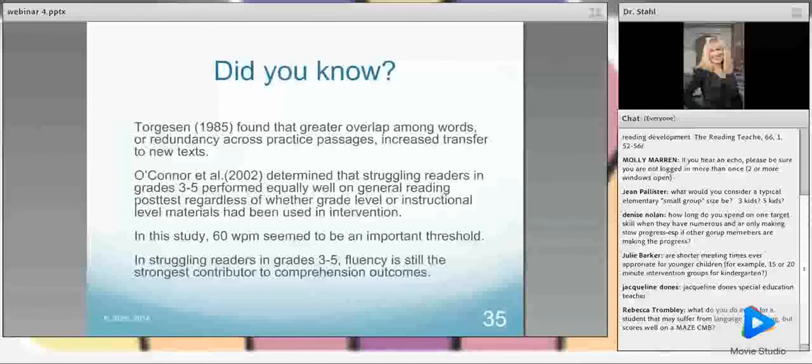But with each progressive grade level, as these other pulse points become more important, fluency decreases in importance. But in grades 3 and 4, it still is very important. We can't just say, well, I use comprehension to determine whether my child is a good reader or not. The fluency cannot be ignored.